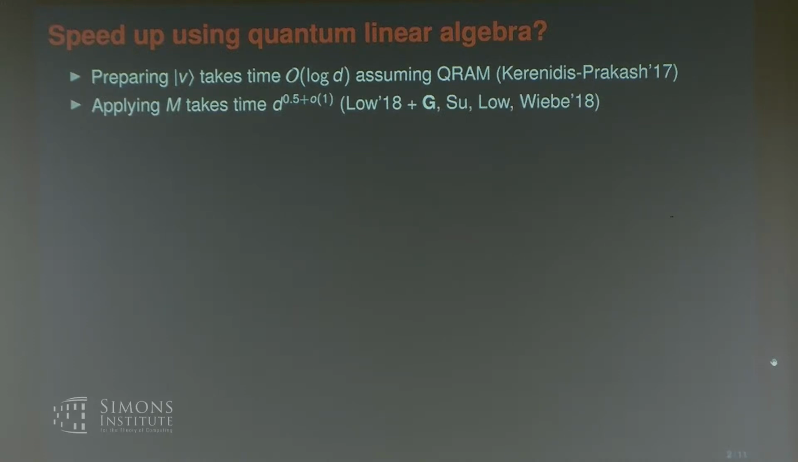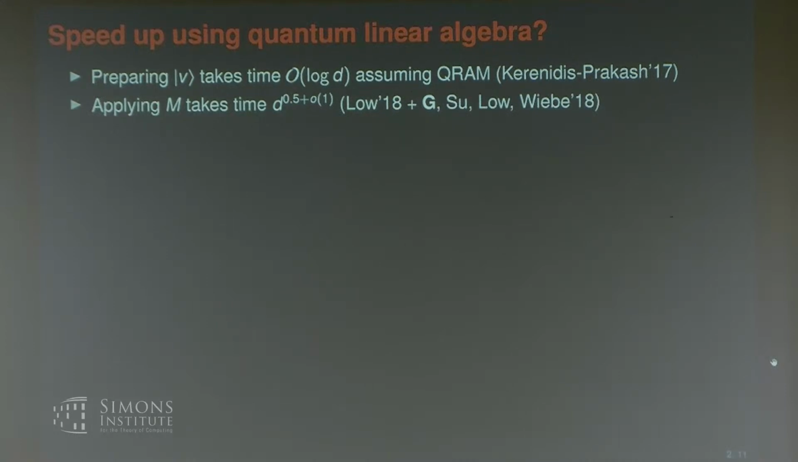All right, so now we encoded the state as a quantum vector. The vector is a quantum state. And now the next step is we need to apply this matrix M. And so how much does it cost? How many queries and how much time does it take?